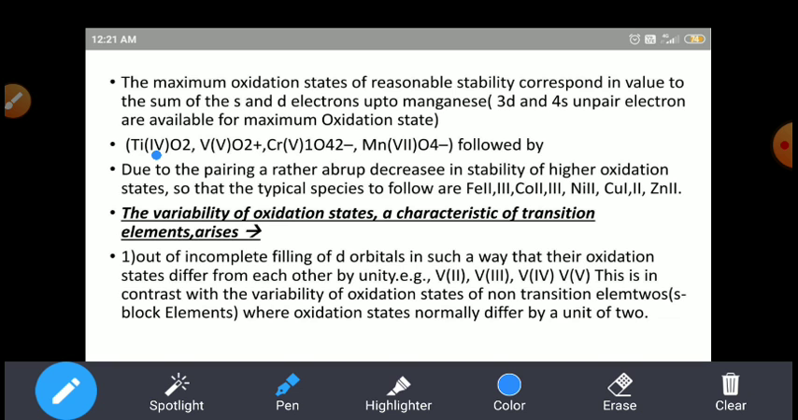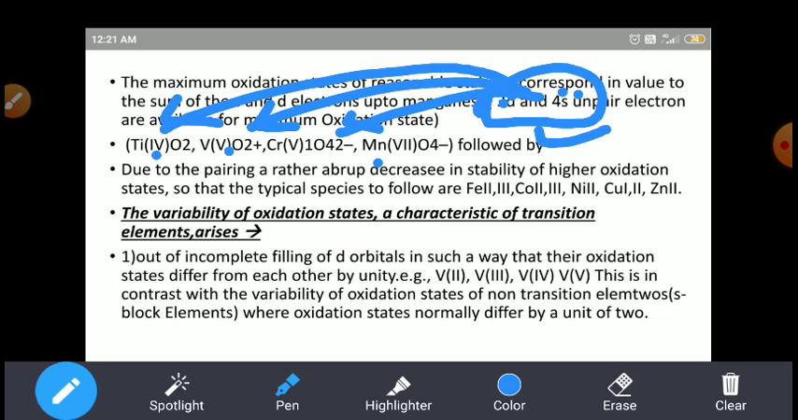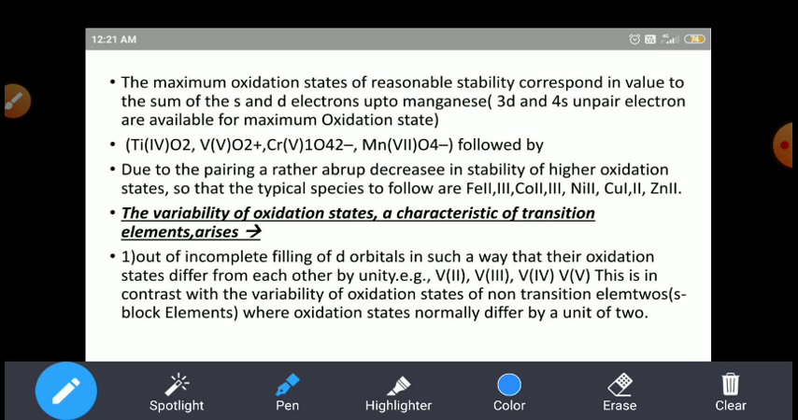Titanium +4, vanadium +5, chromium +6, manganese +7 follow, because the d electrons and the 4s electrons are both removed from the element. So that's why they are showing the higher oxidation states here. The +4, +5, +6, +7 oxidation states are exhibited by titanium to manganese, because the 3d electrons as well as the 4s electrons participate in the bonding. That's why they are showing these oxidation states.